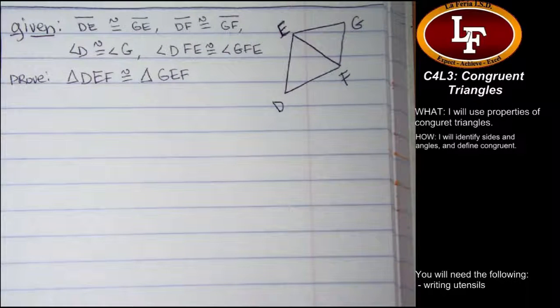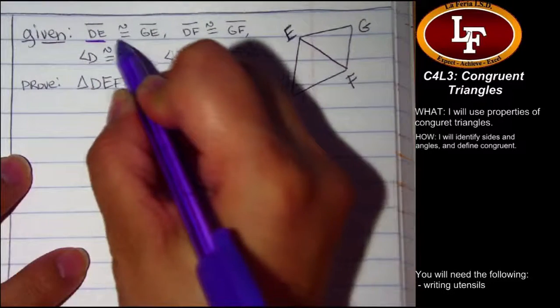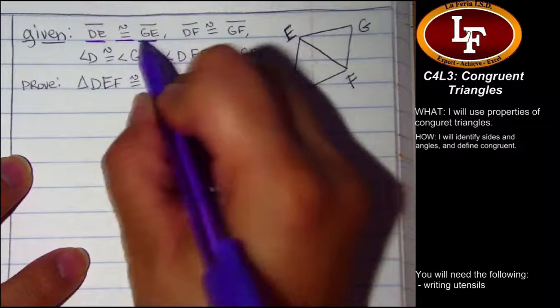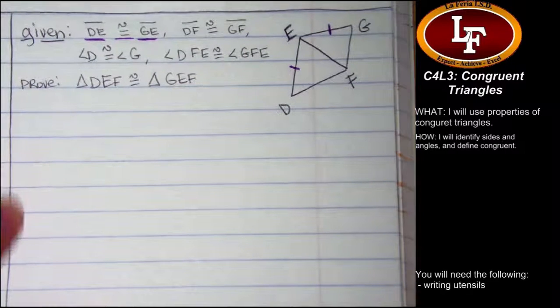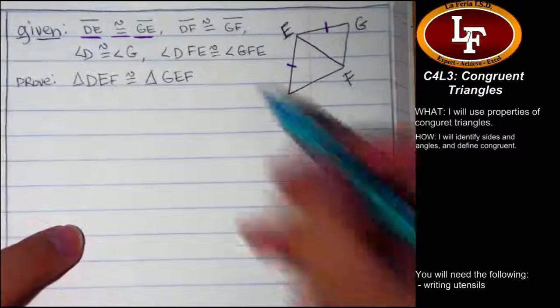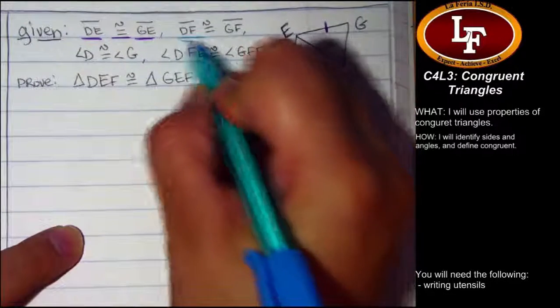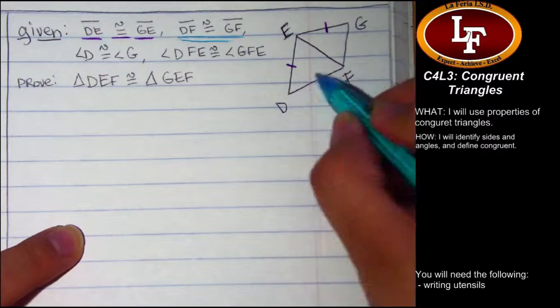All right. So let's start off this proof by marking down what we already have. I have line segment DE congruent to GE, so I'm going to use one little line through that side to mark that they're congruent to each other. I'm going to look at the next one. I'm going to use two lines because these are also segments, DF and GF.